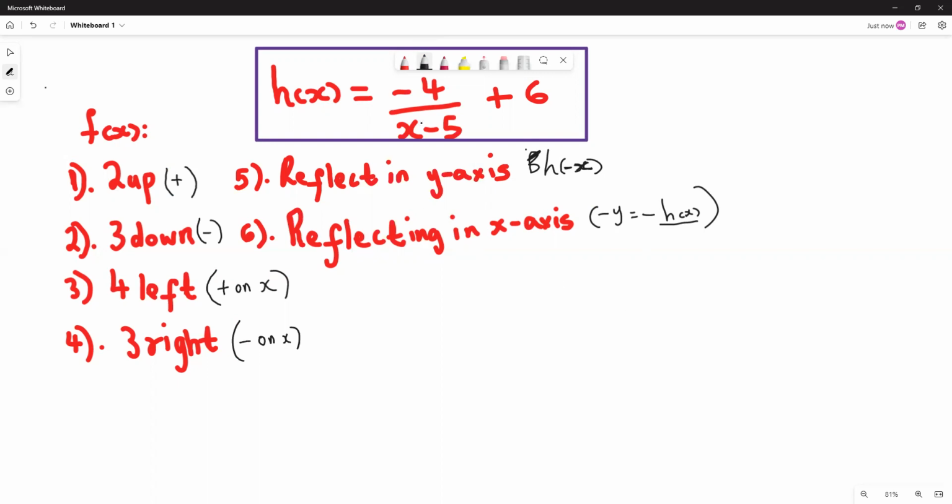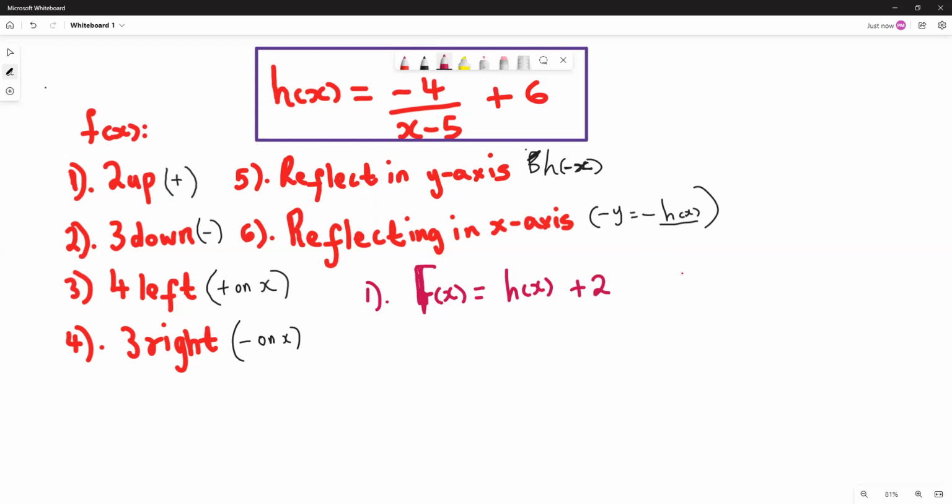Perfect. Now we can write our answers. So, for 1, you write what you have. I have f of x, remember that's my new function, which equals whatever h of x is. So h of x, and then they said 2 units up. So for up, you add on h of x, so it's h of x plus 2, basically, right?